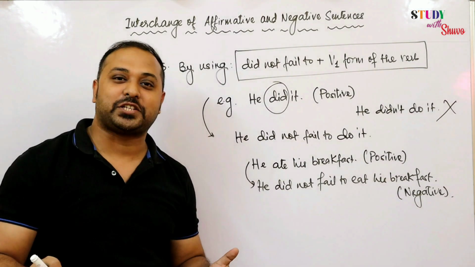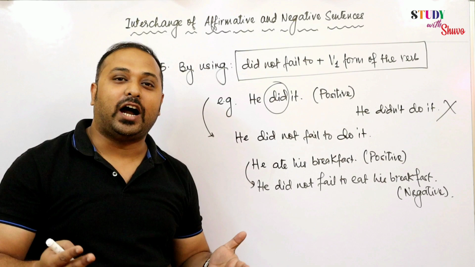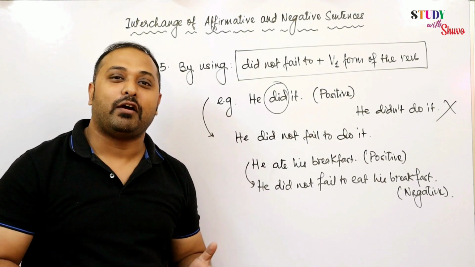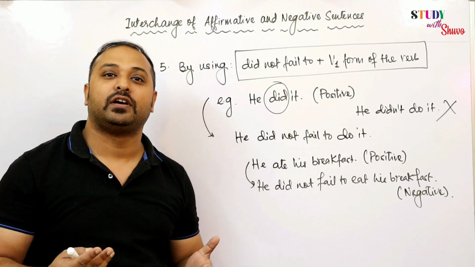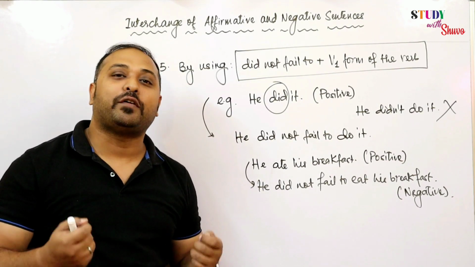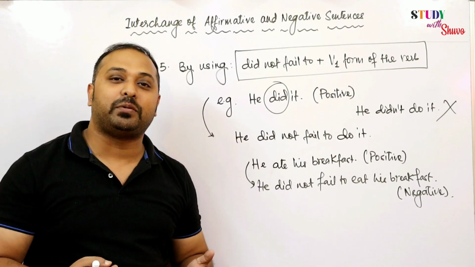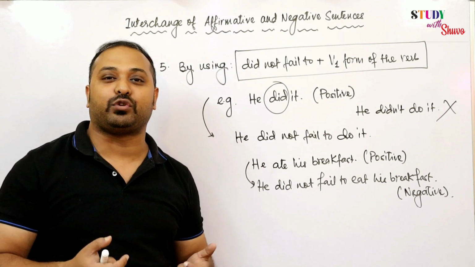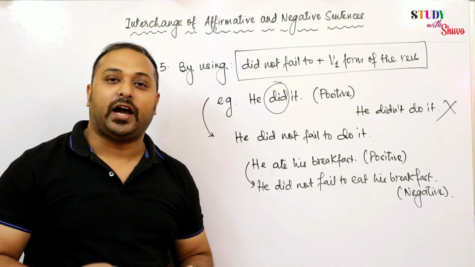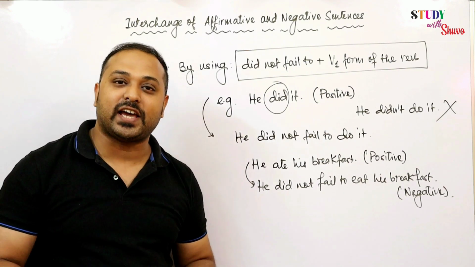So that's all, my dear children. You have already garnered much information about change of sentences from affirmative to negative. I hope by the use of these 5 simple tricks, now you will be able to do all your transformations related to affirmative to negative very easily. I request all of you to please practice these exercises.